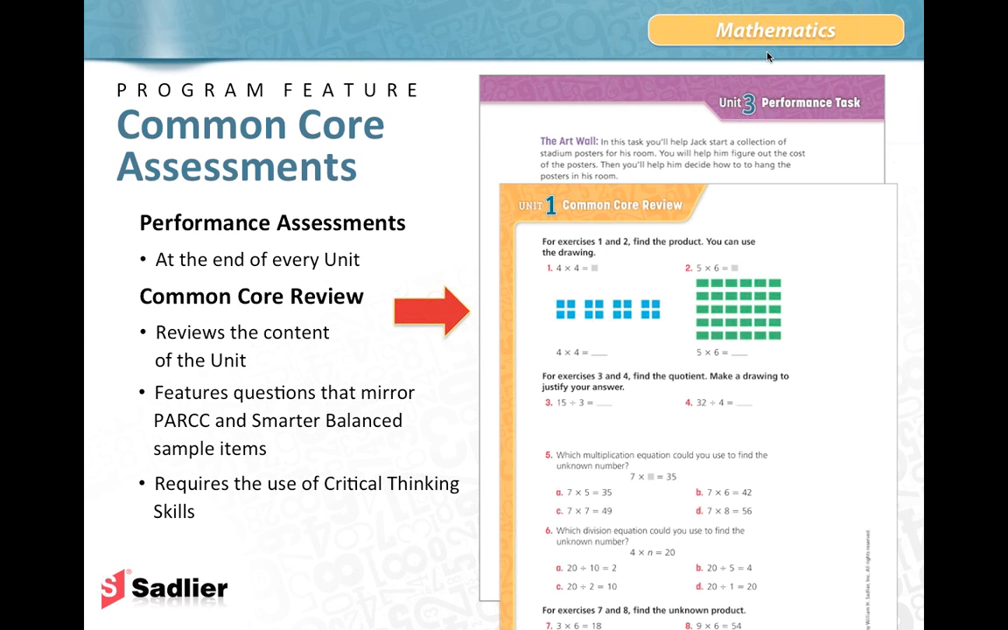As I mentioned earlier, every unit ends with a performance assessment and a Common Core review. The difference between the two is that the Common Core review reviews every Common Core state standard that was addressed in the unit. The performance assessment reviews a cluster of the Common Core state standards.